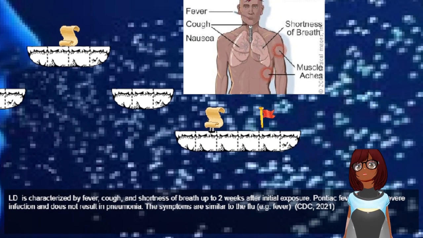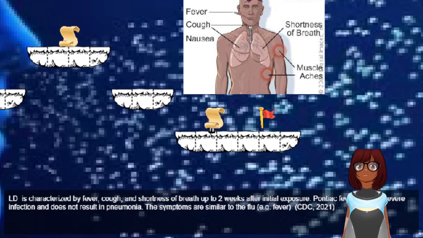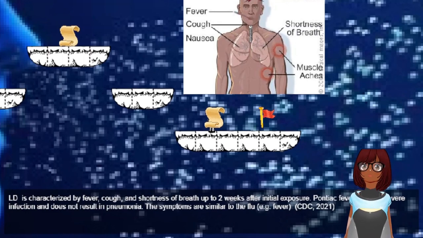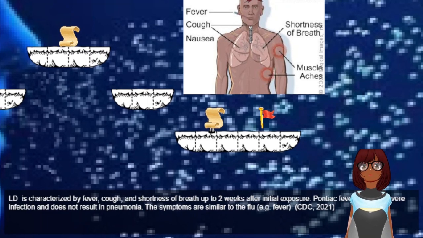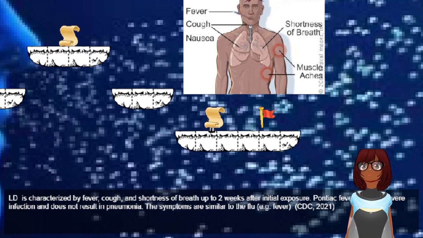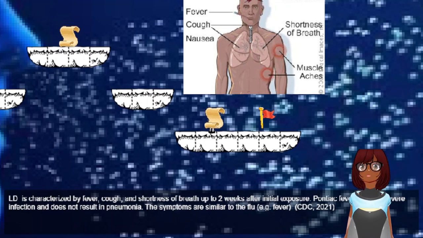Legionnaires' disease is characterized by fever, cough, and shortness of breath up to 2 weeks after initial exposure. Pontiac fever is the milder form of infection and does not result in pneumonia. The symptoms are similar to the flu, such as, for example, fever. So some symptoms that we can see are fever, cough, nausea, and some muscle aches.